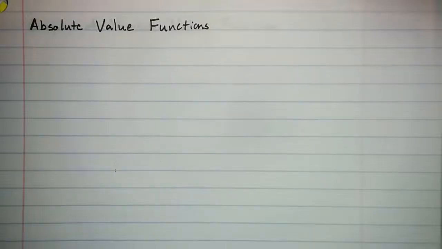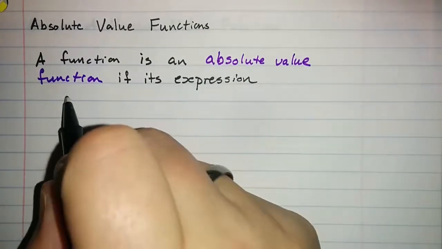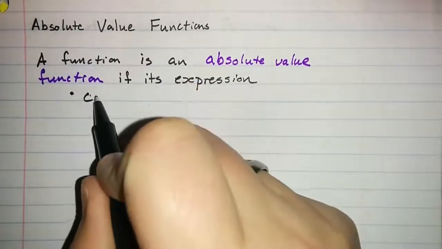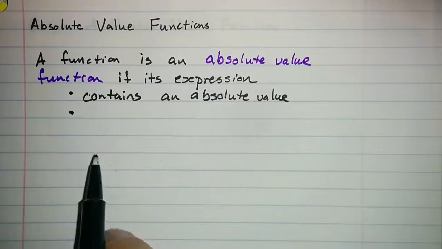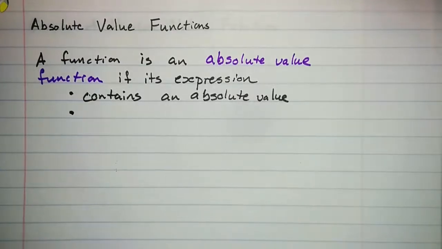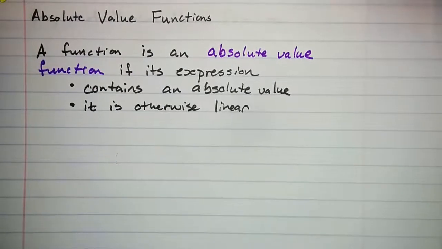Now it's time to meet the absolute value function and its family. What does it mean to be an absolute value function? A function is an absolute value function if its expression does two things. First, it contains an absolute value. And second, other than the absolute value, it's perfectly simple. It is otherwise linear.